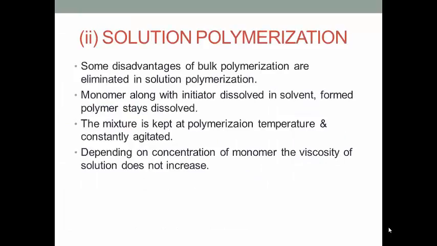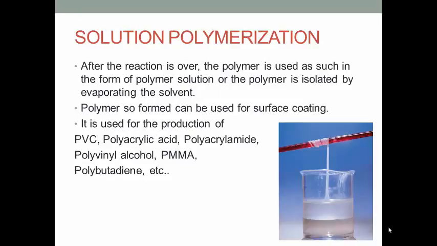The second polymerization technique is called solution polymerization, in which some disadvantages of the previously seen bulk polymerization are eliminated. Monomer along with the initiator is dissolved in solvent, and the formed polymer stays dissolved. The mixture is kept at polymerization temperature and continuously agitated. Depending on the concentration of the monomer, the viscosity of the solution does not increase. It is one of the procedures used to induce radical polymerization with a vinyl group monomer. It is polymerized by heating, using monomer and initiator.